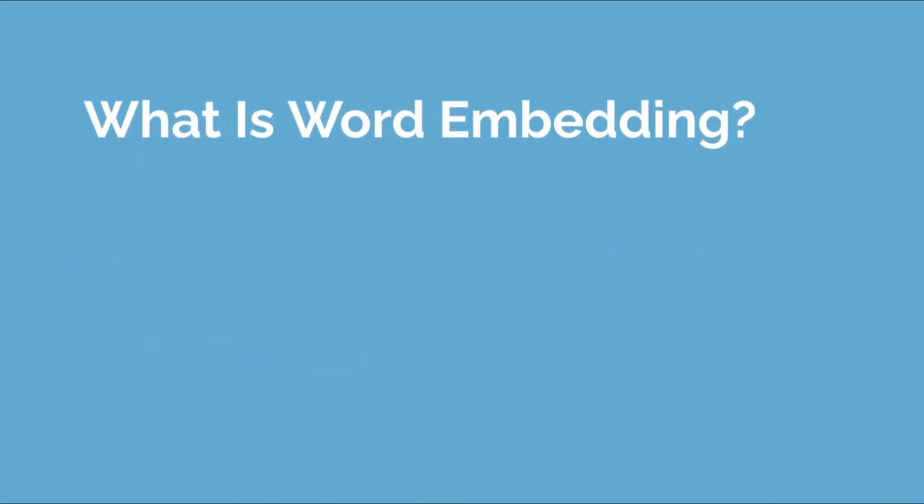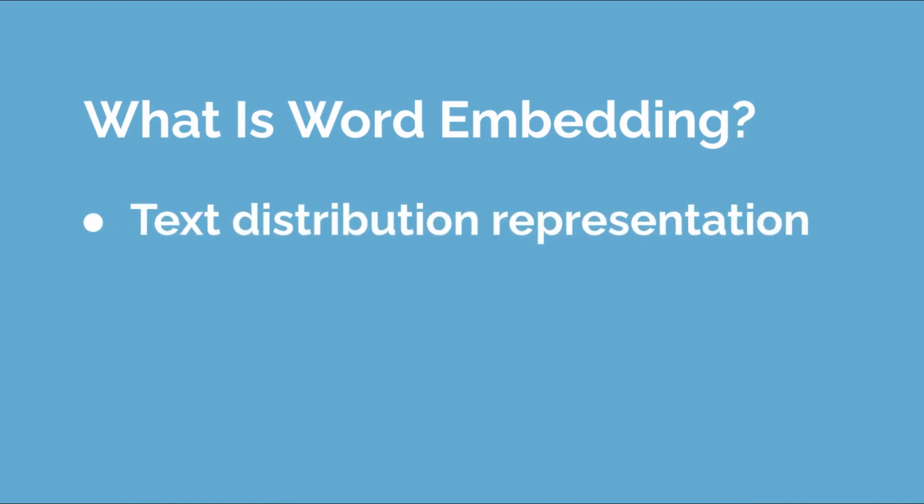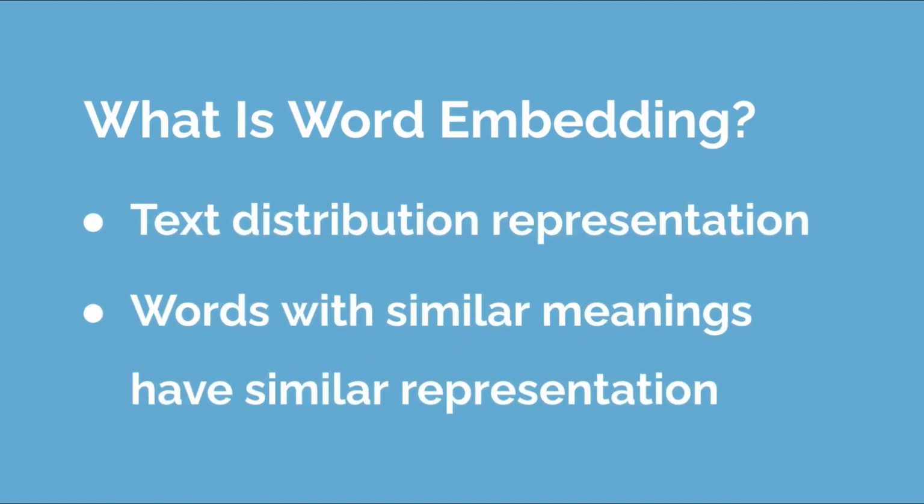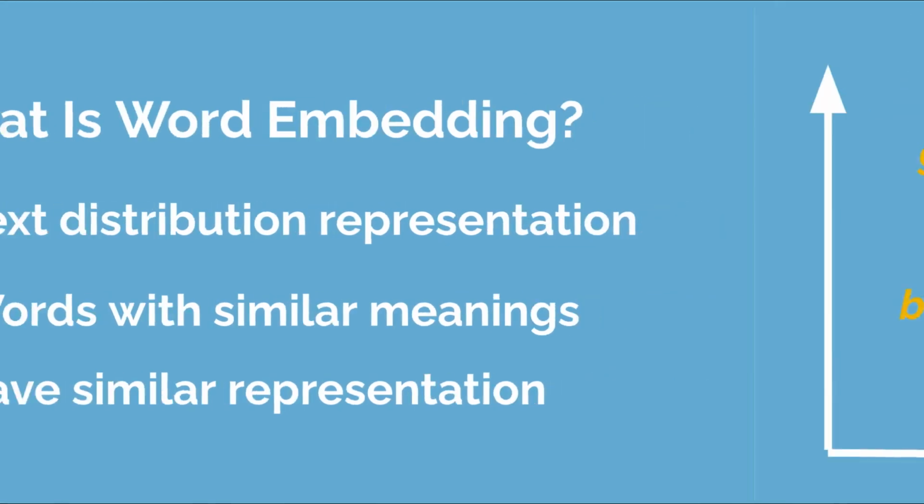All right, so let's talk more about word embedding. Word embedding is a text distribution representation. It means that words with similar meanings have similar representation. So this is what we have to try to achieve. We have to teach a computer that words have similar meanings, not just if they have the same stem, like run and running, but that if they have a similar meaning as well, that means that they should have a similar numerical representation. So how do we teach a computer that running and jogging are similar to each other? Well, let's jump into that.